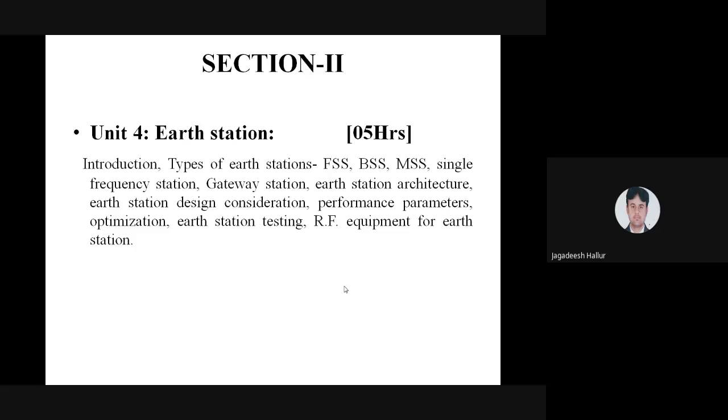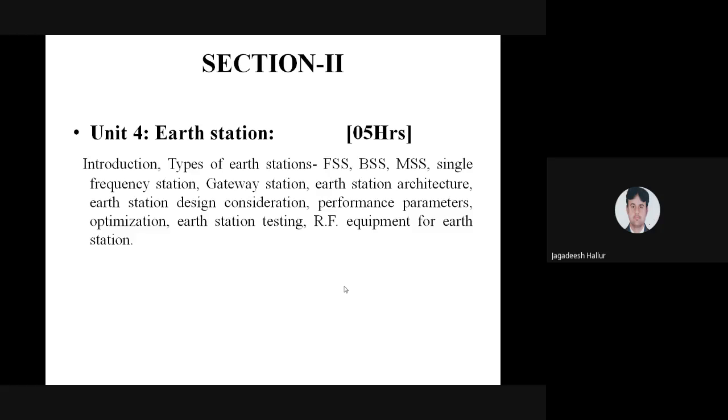And next, Earth Station design consideration. In this Earth Station design consideration, they are going to use some performance parameters for designing. Which are the performance parameters?